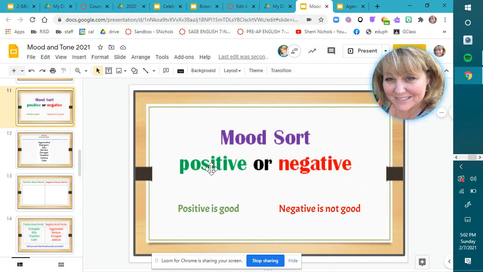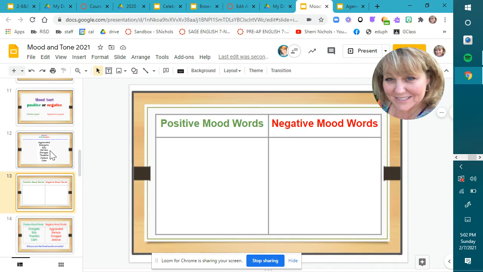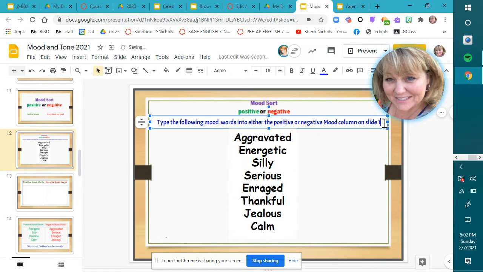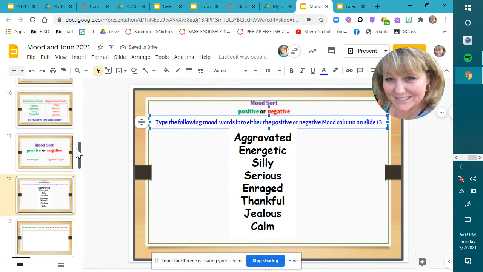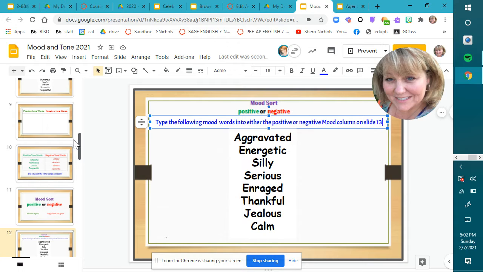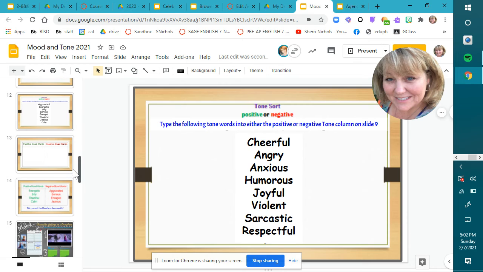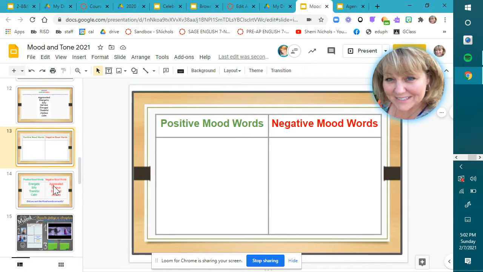And then we have mood sort, positive or negative. Again, positive being good, negative being not good. Here are some mood words. So you're going to type the following mood words into either the positive or negative mood column on slide 12. On slide 13. Let's change that. And slide 13. Make sure this one was correct. Okay. So type them on slide 13.